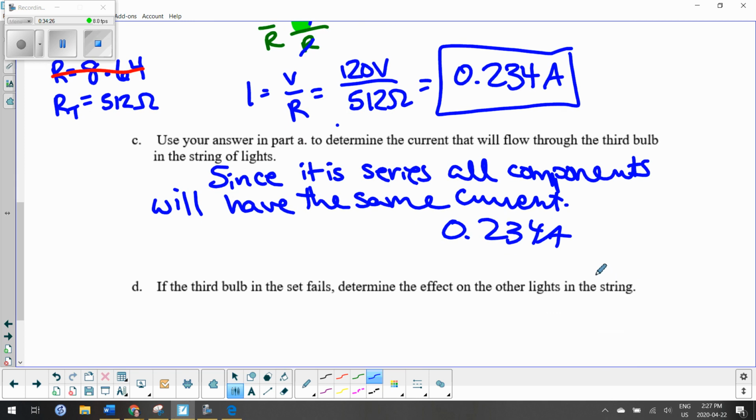So if the third bulb in the set fails, determine the effect on the others. So they all fail. Okay, because you don't have that connection of the circuit to the rest, it'll not flow through any.